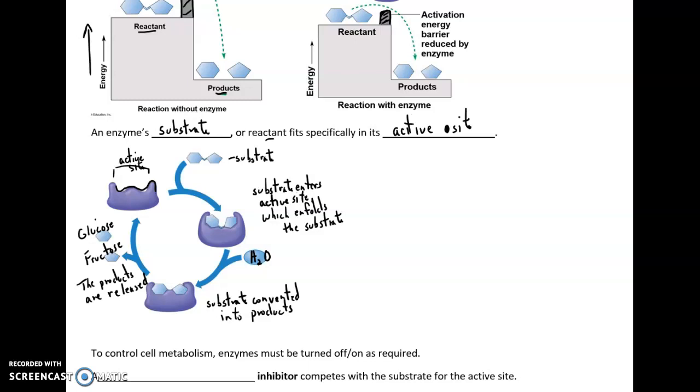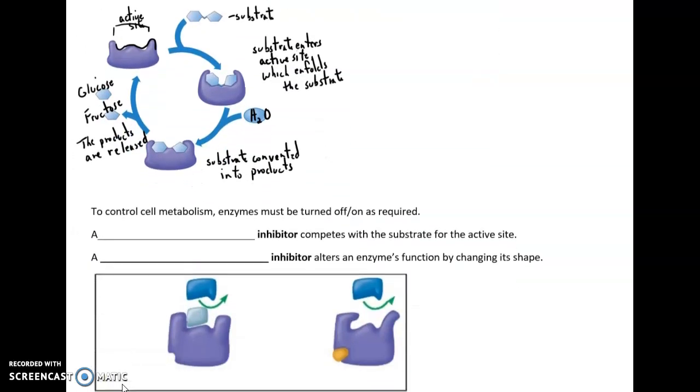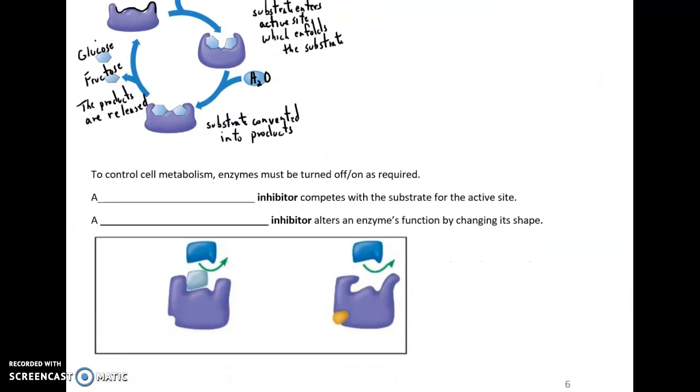To control cellular metabolism, the enzymes have to be controlled. They need to be turned off sometimes and turned on sometimes. And there are two kinds of inhibitors that we're going to look at. One is a competitive inhibitor. The competitive inhibitor competes with the substrate for the active site. So this is an example of a competitive inhibitor. And this is the inhibitor. And what it's doing here is it's blocking the active site.